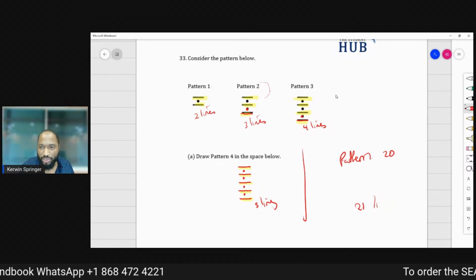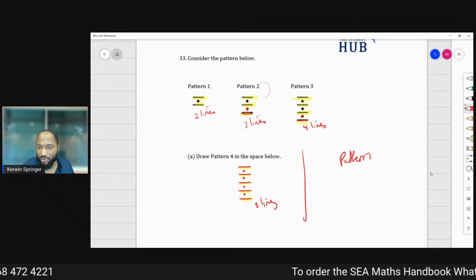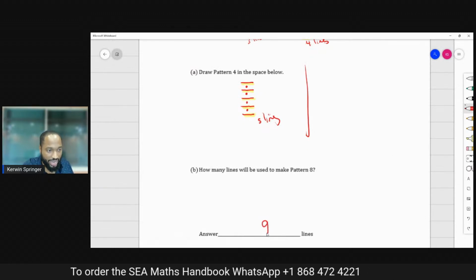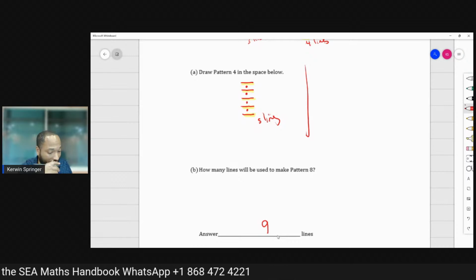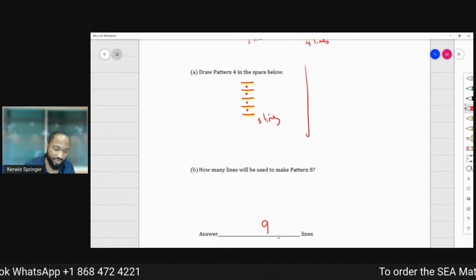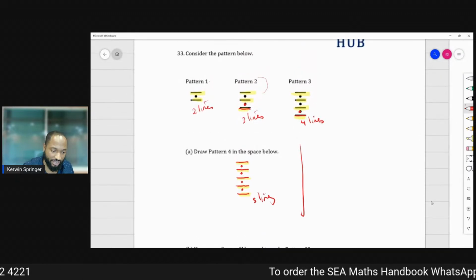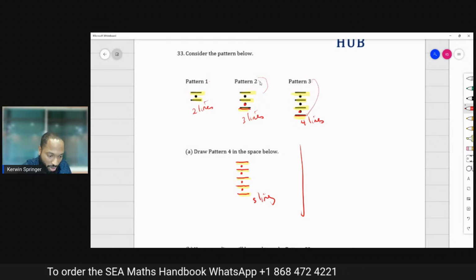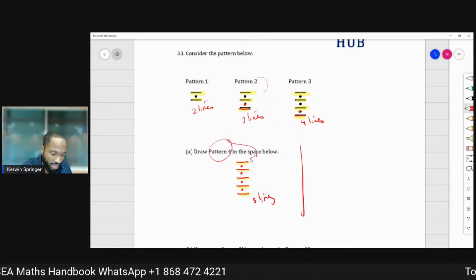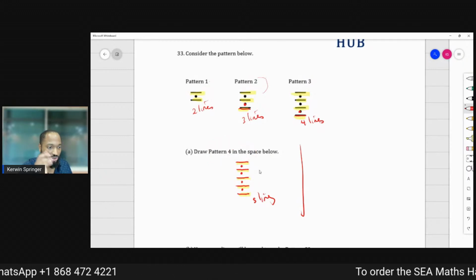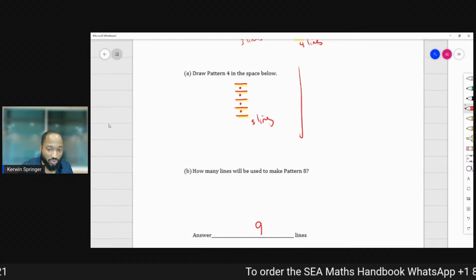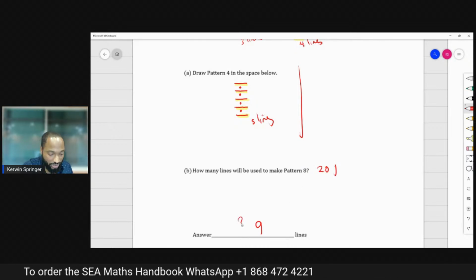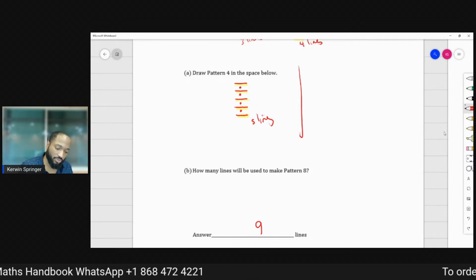So if they told me I want to find out how many lines in pattern 8, I am going to say nice and proud that there are 9 lines, not 10. See, some people saying 10. Pattern 1 has 2 lines, pattern 2 has 3 lines, pattern 3 has 4 lines. You notice there's always 1 more line than the number of the pattern you're in. Pattern 4 had 1, 2, 3, 4, 5 lines. So therefore, even if you had to say 18, I'd just say 19 lines. If you had to say 201, I'd say 202 lines. So pattern 8 has 9 lines.